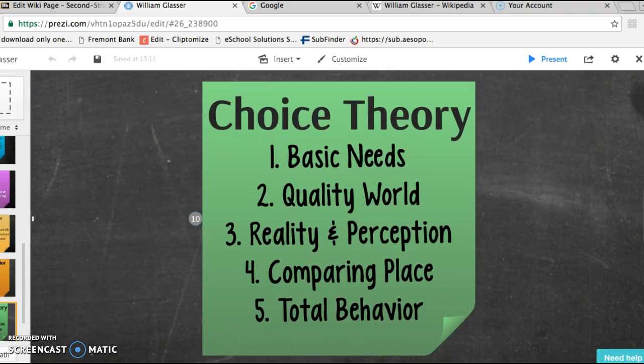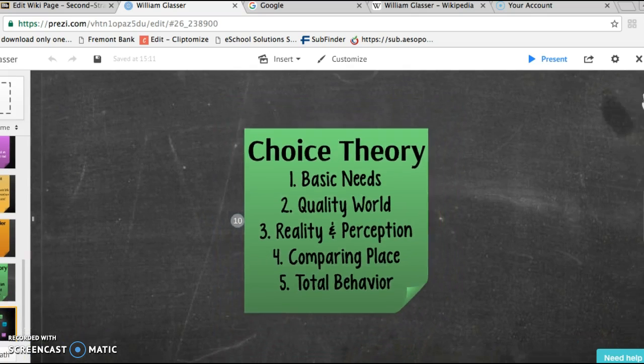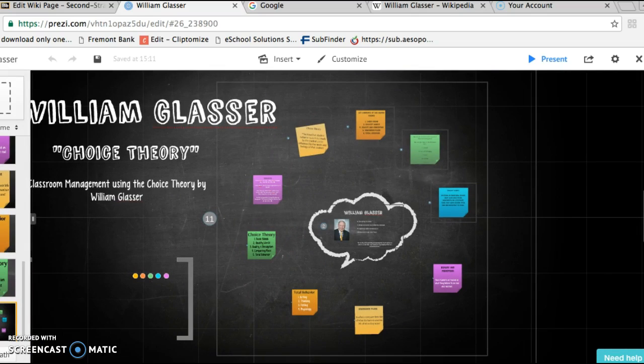We have the 5 categories once again: 1 is basic needs, 2 is quality world, 3 is reality and perception, 4 is comparing place, and 5 is total behavior. This is what makes up choice theory. Students use and need all 5 of these in the classroom in order to want to learn what the teacher is teaching them. So it's really important as teachers that we focus on these 5 things while we're teaching, so that students are able to understand why we're teaching them what we are. That's pretty much our presentation on William Glasser and choice theory. Thanks, guys.